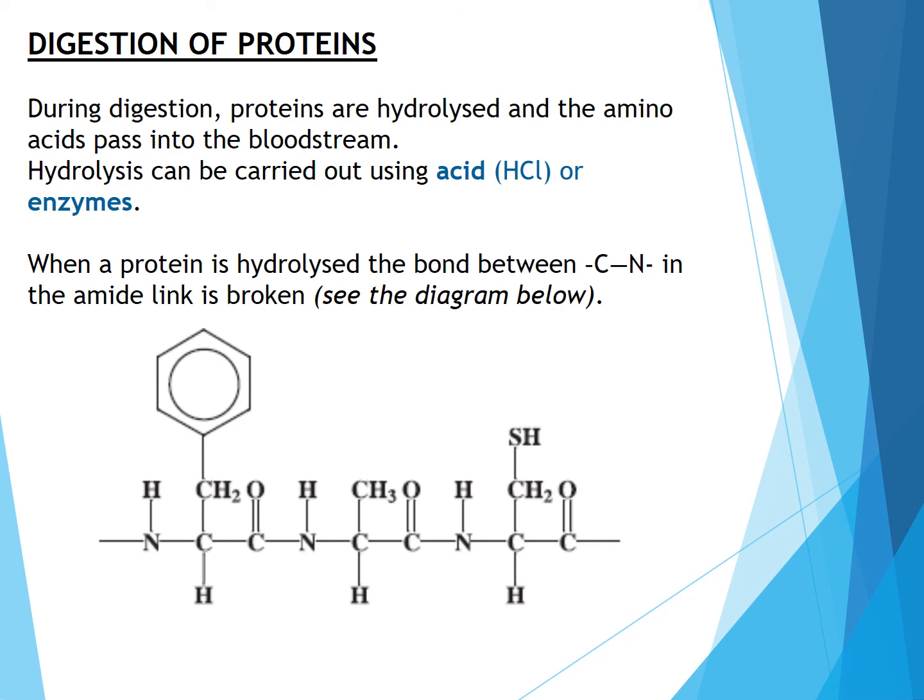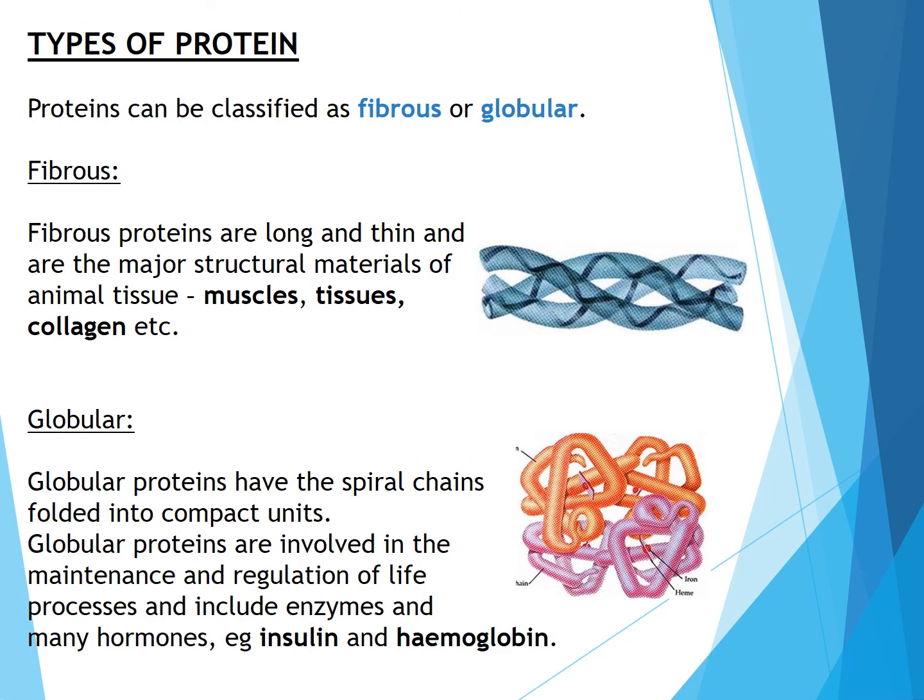So when we break down our protein, we always break it in the same place. We identify the amide or peptide link, your C double bond O NH, and we always break the bond between the carbon and the nitrogen. In doing this, we form our separate small amino acids.